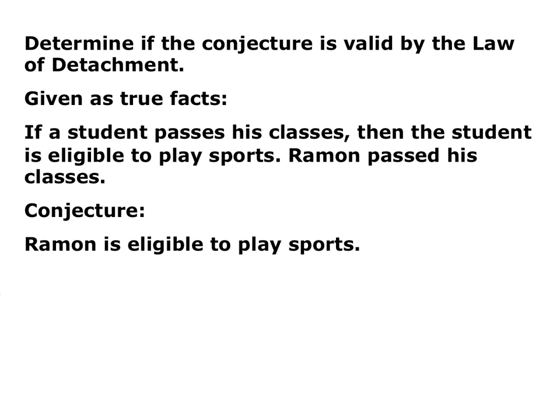Okay, again, thumbs up or thumbs down? Which one? Thumbs up or thumbs down? Valid or not valid? That one is valid, correct. Passing the classes is the P part. Eligible to play sports was the Q part.